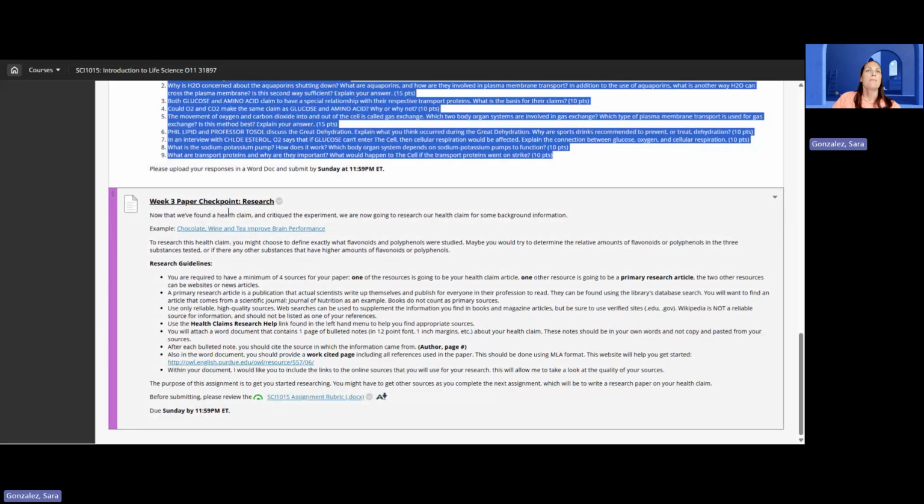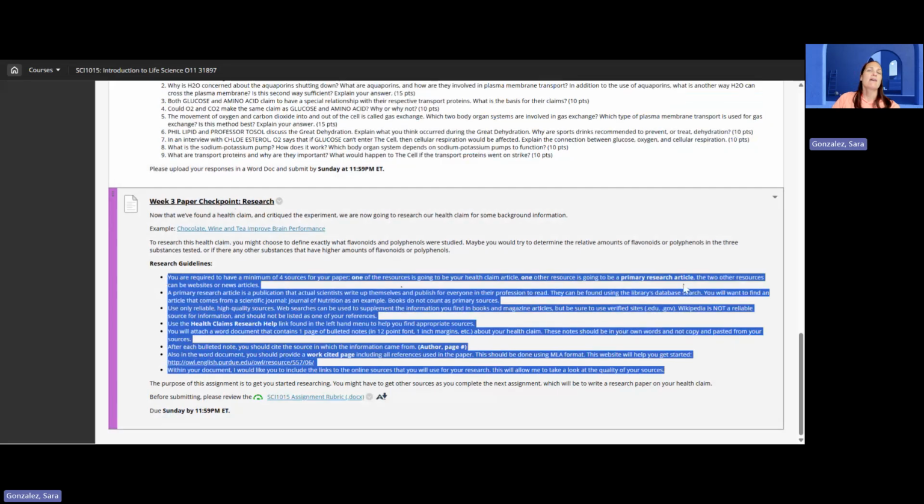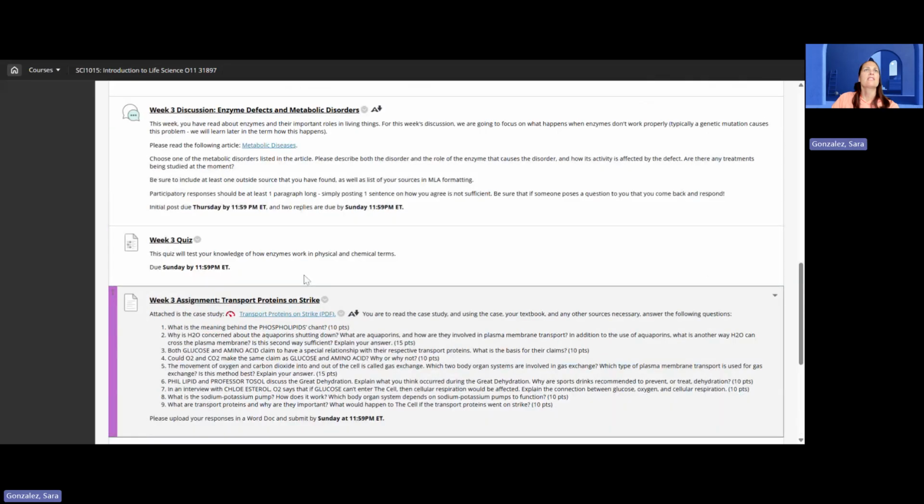And then you have a paper checkpoint on research. So here are the research guidelines I'm going to highlight right here. Make sure you have at least 4 sources. Use the links here after it. You're going to attach a Word document with about a page of bulleted notes about the claim. After each bulleted note, make sure you have that source cited as well. So take a look at what is required for that. It's basically making sure that you are on task with completing the checkpoint, that health claim topic or the health claim paper that's due later in the semester.